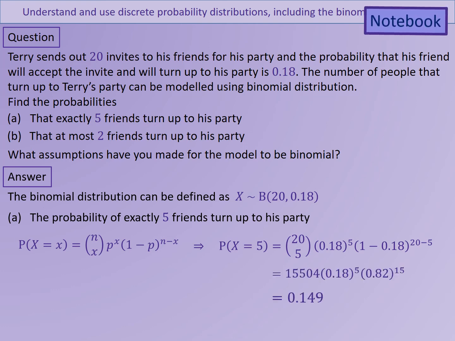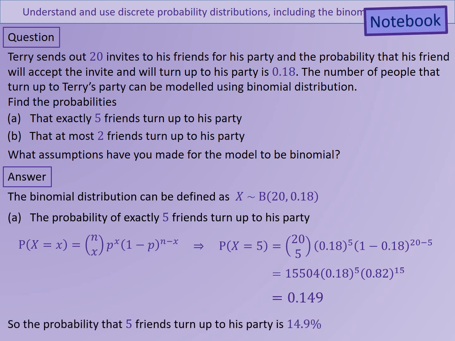And this gives you a probability of 0.149. And that is a probability, if we turn this into a percentage, of 14.9%, but you can leave a probability as a decimal as well.